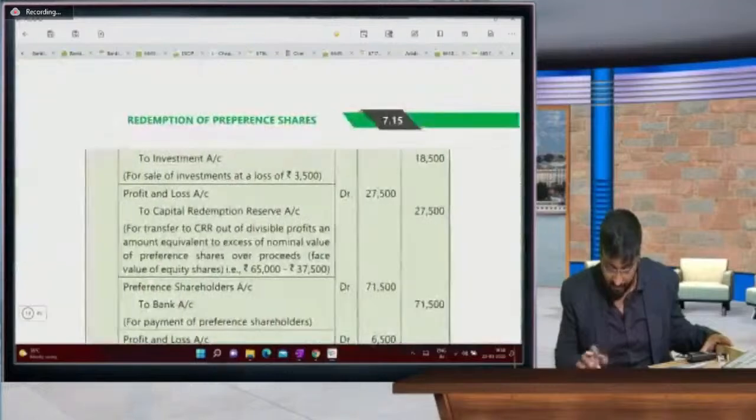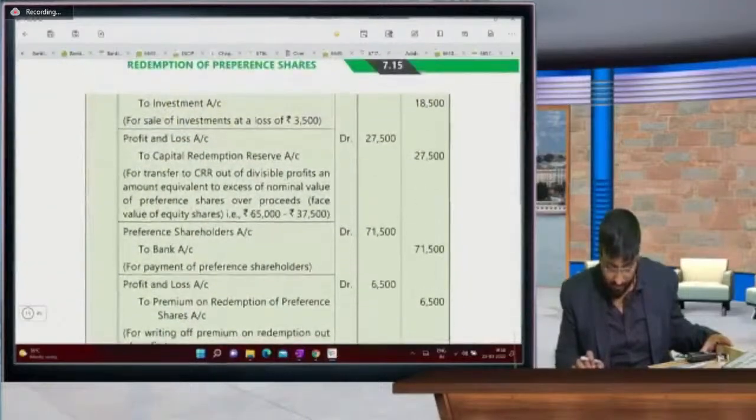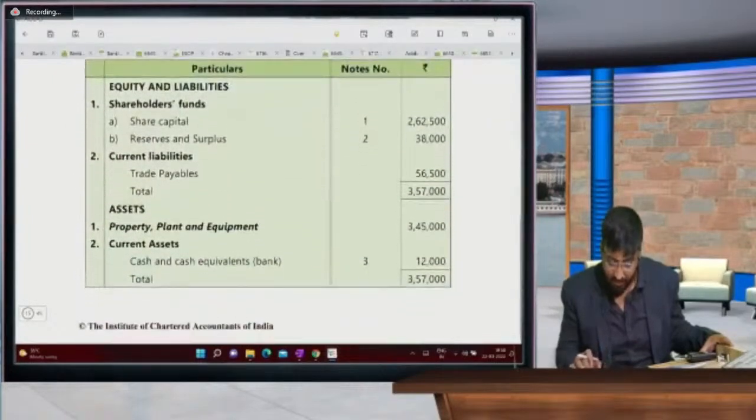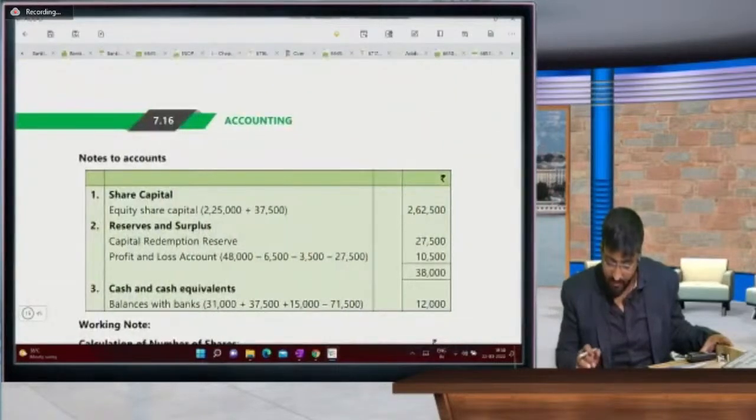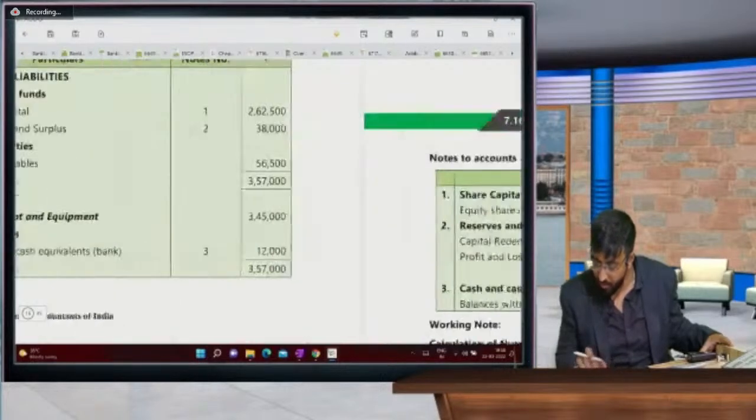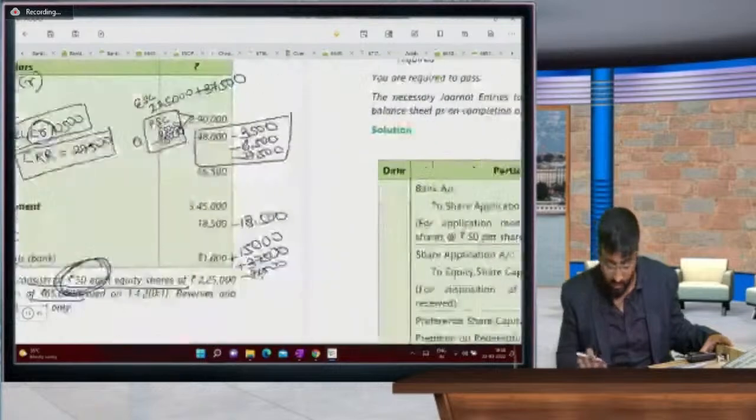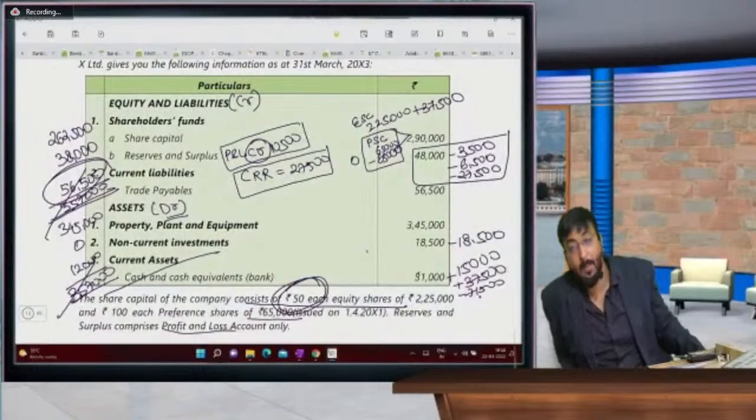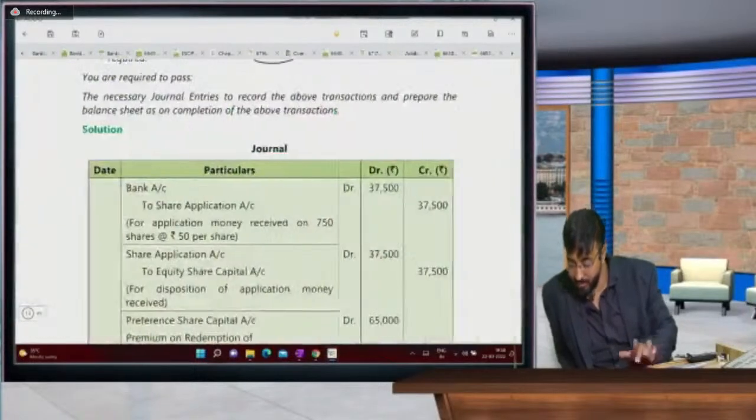बेटा CRR कितना क्रिएट किया? 27,500. 27,500 बेटा. Sir, might be you are having old study material, so please have new study material, those who are having different study material. So ready for 5 questions?